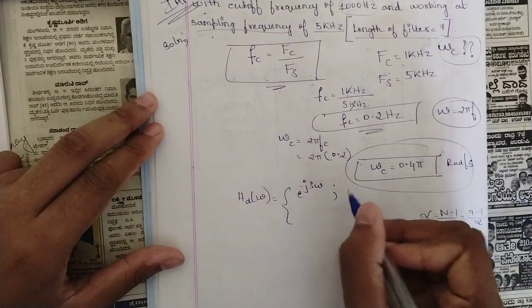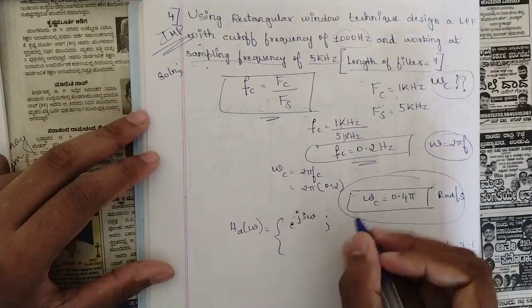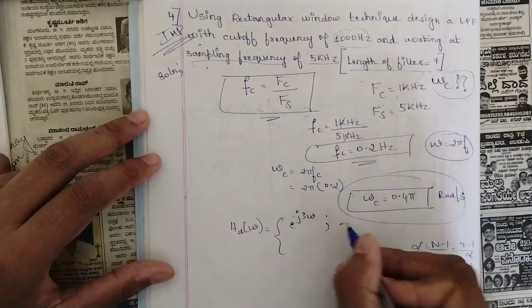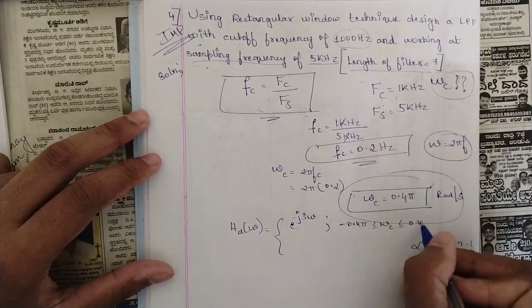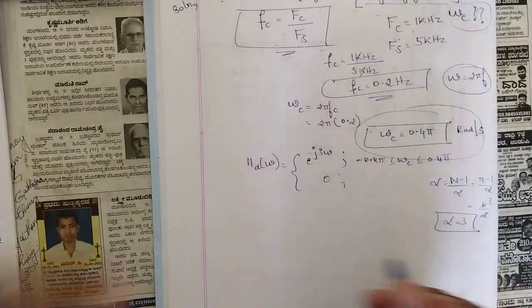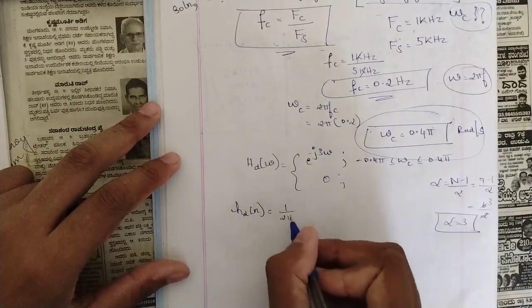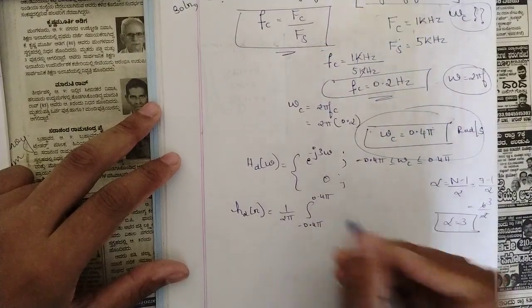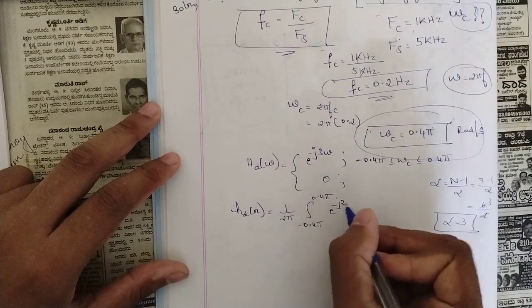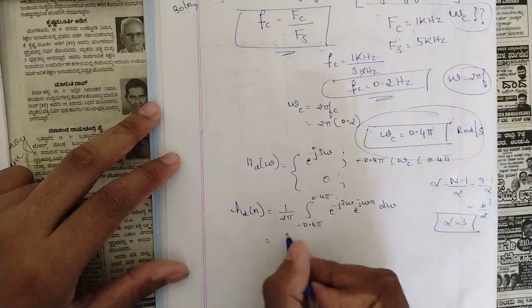In this case it is a low pass filter, as mentioned, so the limits are from minus 0.4 pi up to plus 0.4 pi from this omega c which I have got, and for the rest of the values it is 0. Now solve for hd of n, which is equal to 1 by 2 pi, and the limits are from minus 0.4 pi up to plus 0.4 pi, e power minus j 3 omega into e power j omega n d omega. So solve this now.